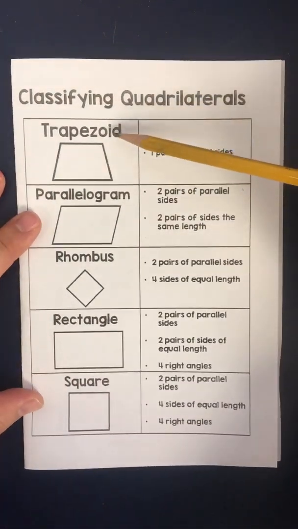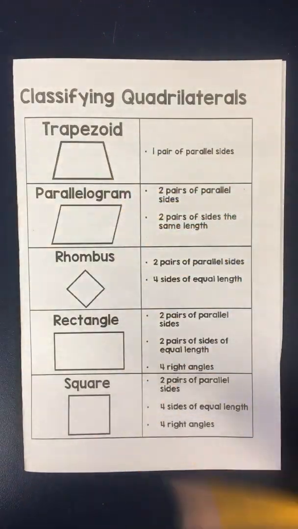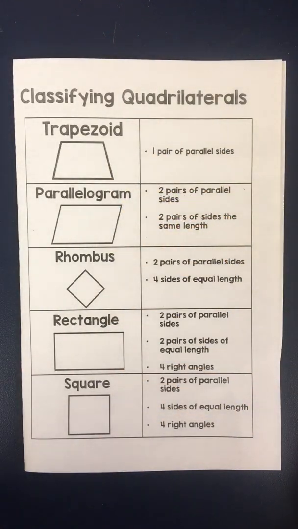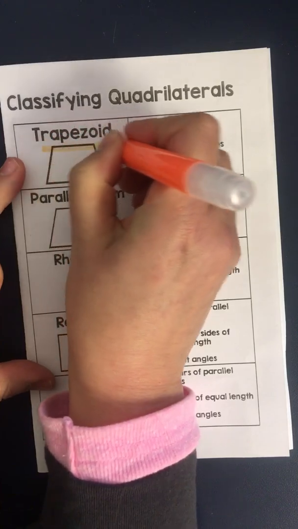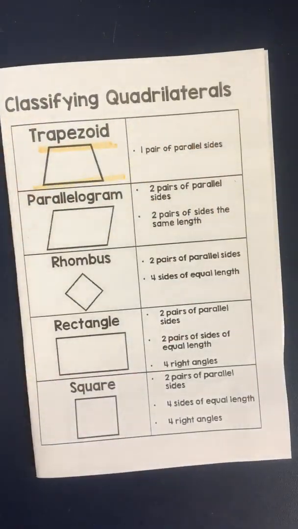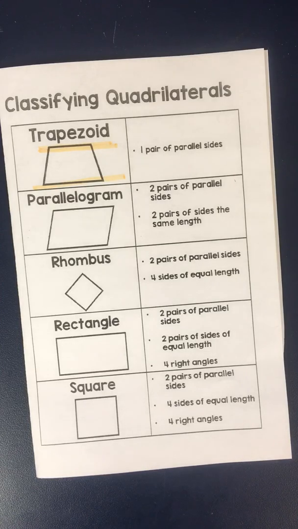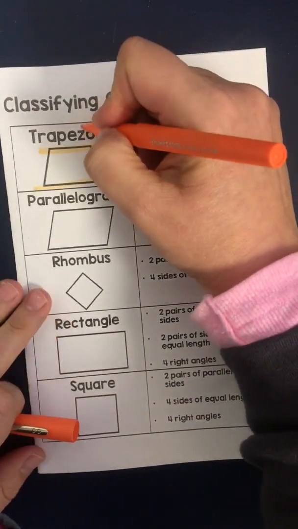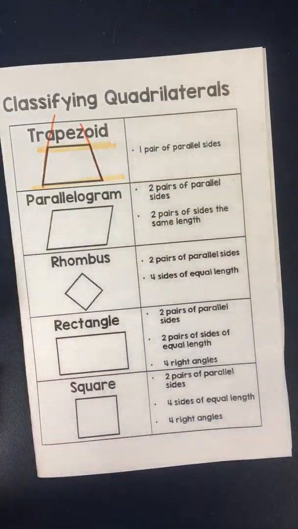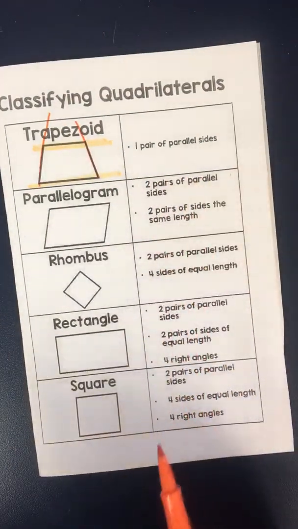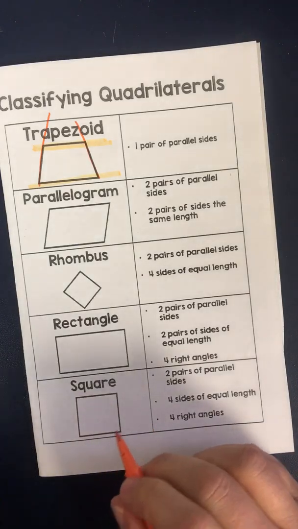Okay, the first one is a trapezoid, and the trapezoid is completely different than all of the other ones. A trapezoid has only one set of parallel sides. So I wanted to show you on this one. This side and this side will never, ever, ever cross. They'll never touch. Now, if I was to extend the lines on the other side, like this, they would eventually curve in, and if I kept on going, they would touch. So it has one pair of parallel sides, and trapezoids can look different.